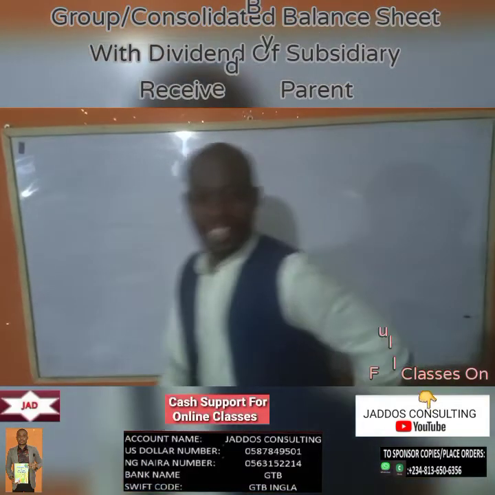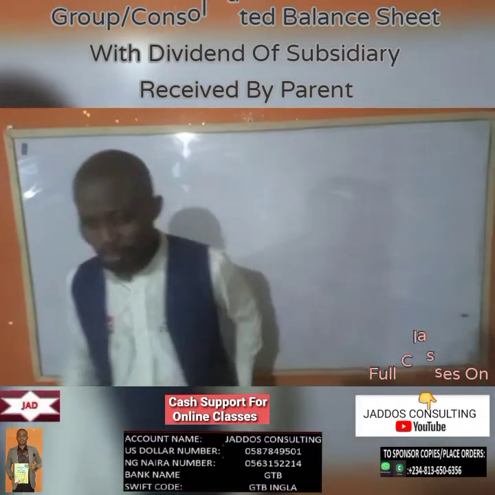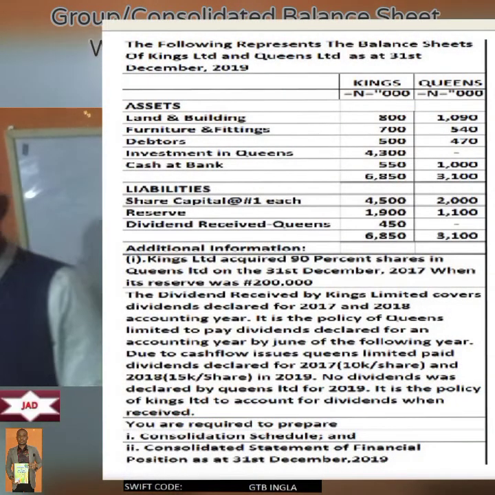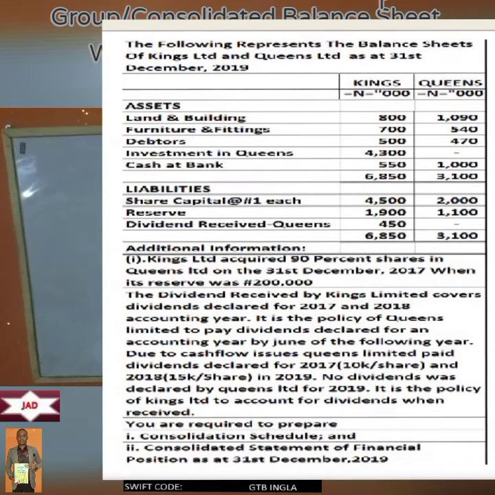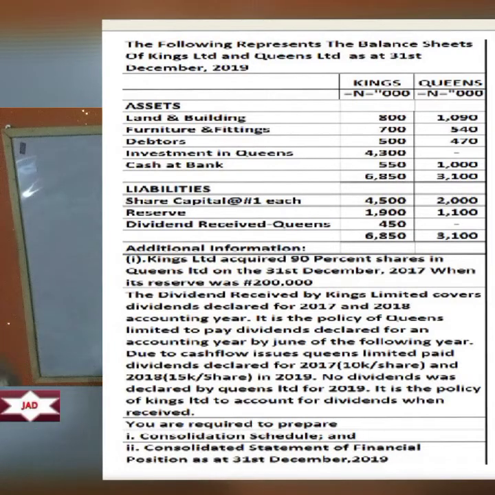Okay, let's look at this very simple question, so I will understand exactly what we're talking about. Let's go. The following represents the balance sheet of Kings Limited and Queen's Limited as at 2019. So we have the assets: land, building, furniture, and creditors, investment in Queen's, cash at bank, all liabilities here, share capital, $1 each, reserve, and then we have dividends received, Queen's. Of course, this guy has been creative here. So we have dividends received there. What's the problem? Why is it there?